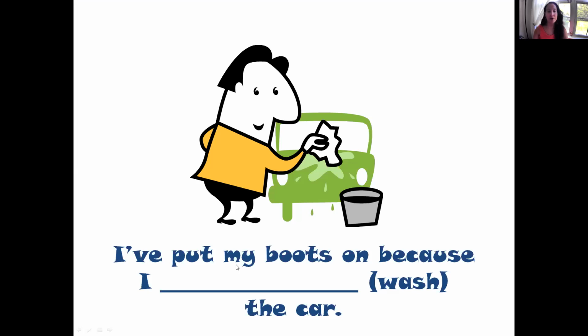I've put my boots on because I blank. Now, here's the hint. Wash. So which future expression do we use? Will, going to, or the present continuous? Let's try this one. I put my boots on because I blank wash the car. Did you get it? I'm going to wash the car. So let's repeat. I put my boots on because I'm going to wash the car. Did you get that? Congratulations if you did.